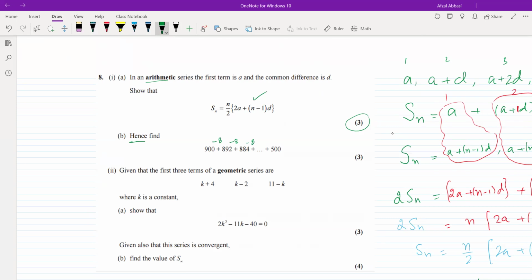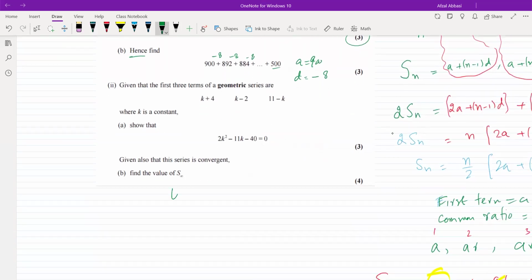So it means the first term is 900. Common difference is negative 8. And we also need n. How many terms do we need to add? We don't know the position of 500. If you refer to the formula sheet, this formula is also the same as n over 2 times first term plus last term. Although we have the first term and the last term, we don't have n. Anyway, we have to find n. So n means what position is 500. So we have to use the nth term formula for that.